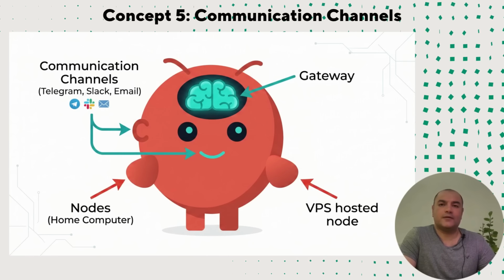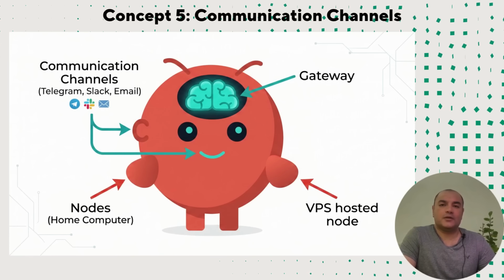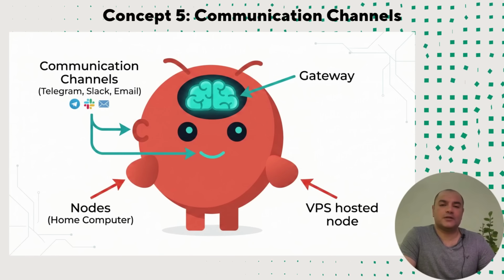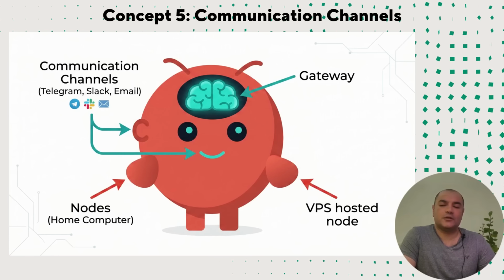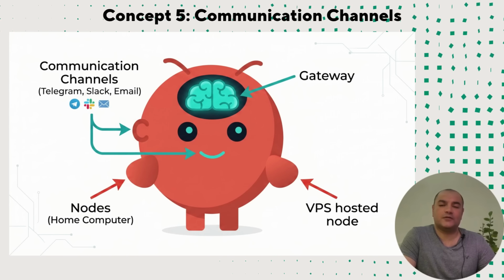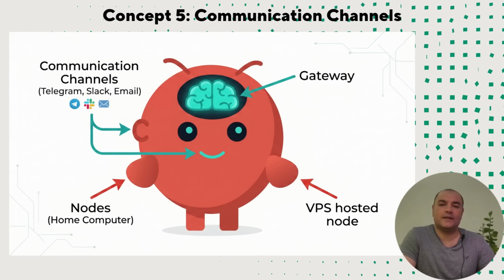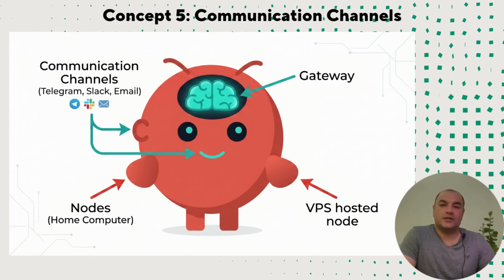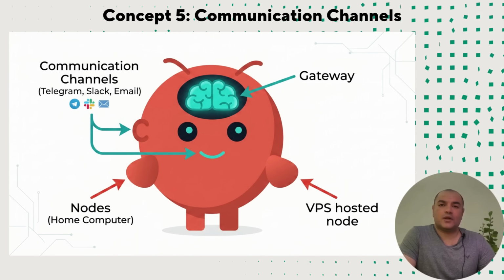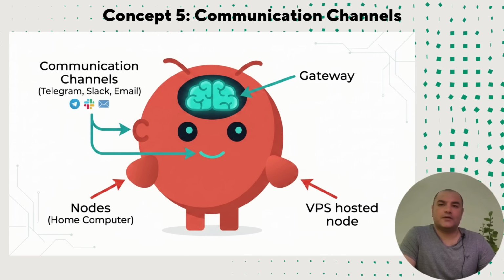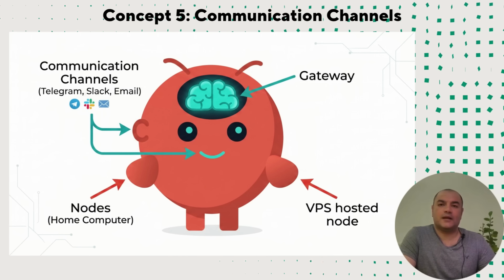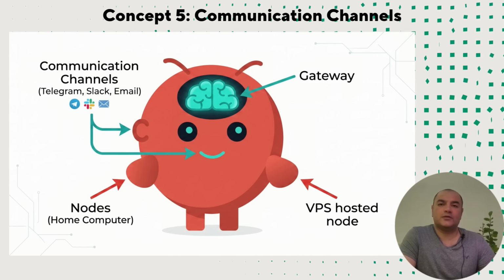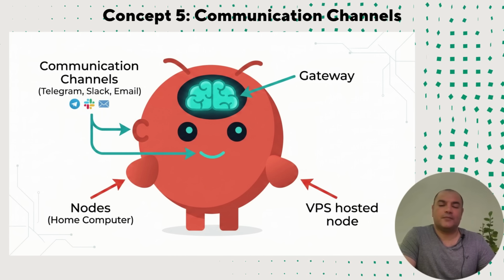Concept 5. To physically talk to that brain, our fifth concept is the communication channels. These are essentially the phone lines, like Telegram, email, or Slack, which is how you actually text your agent on your phone. One invisible brain, many different nodes, limbs, and many different communication channels, ears and mouth.